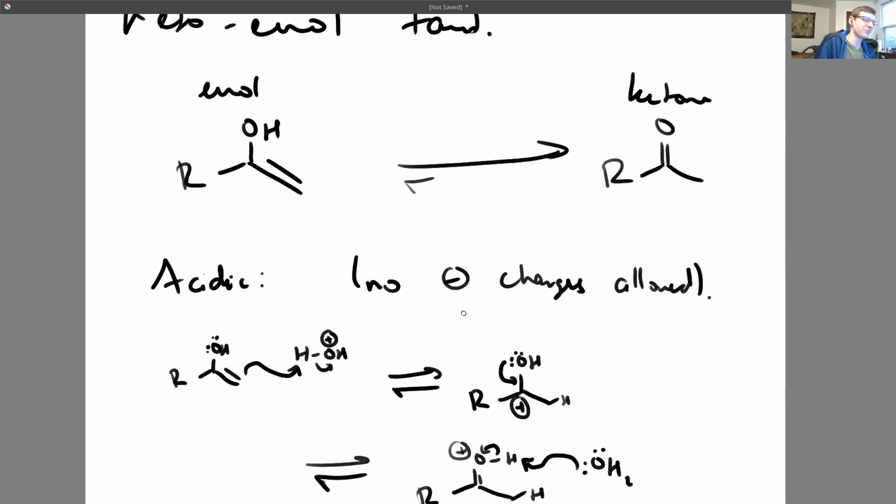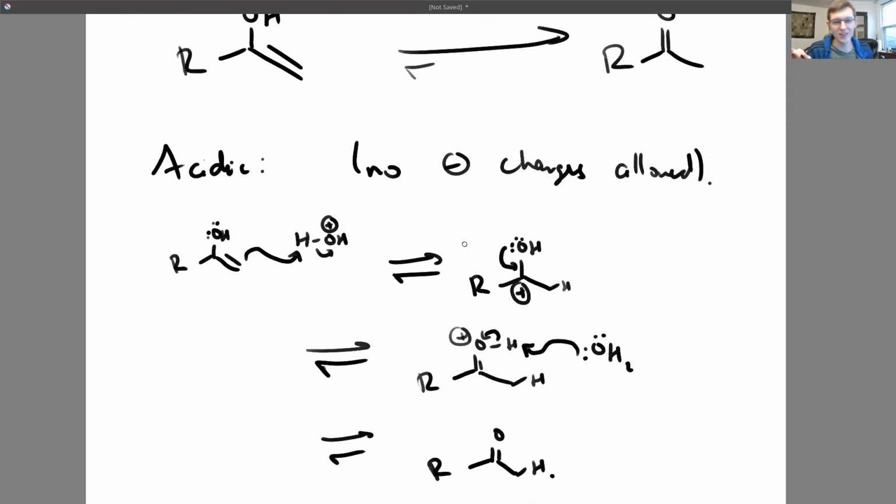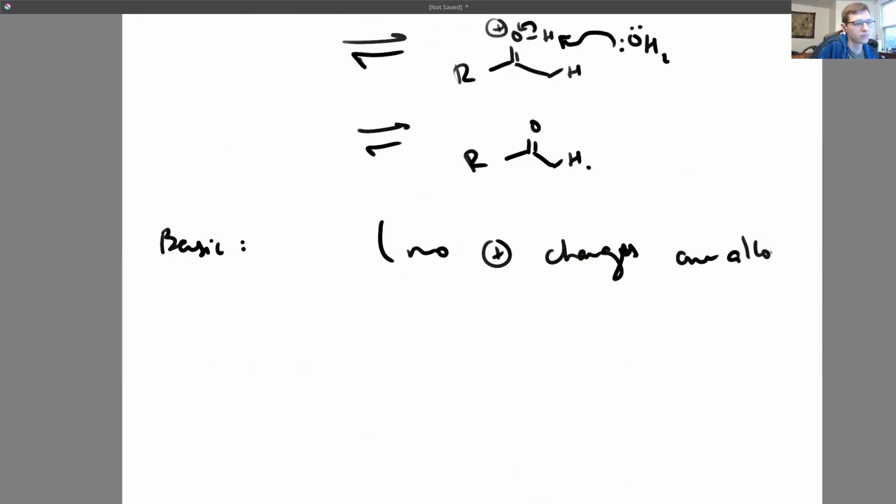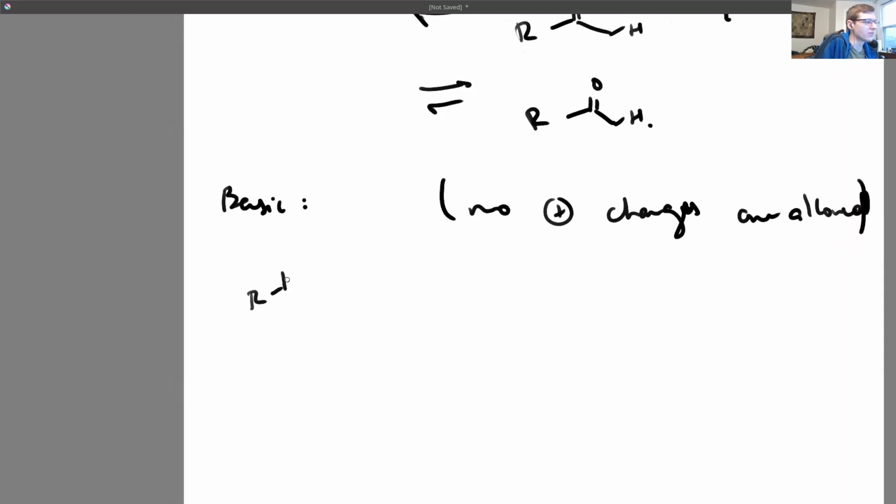Anyway, the point is, it can happen in both acidic and basic conditions. So this is what happens when it's acidic, but how about we write out what happens when it's basic? With basic, you can imagine the difference is that no plus charges are allowed. So here we go. Let's start with what we have. We can assume that there's just a bunch of this hydroxide floating around.